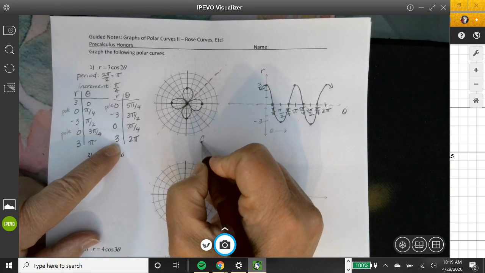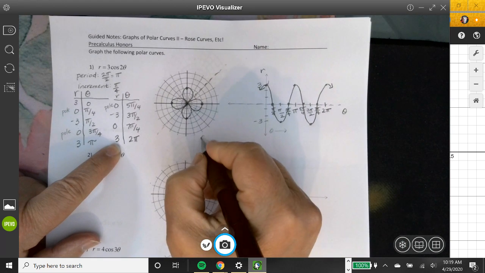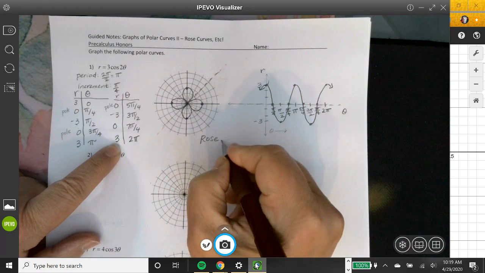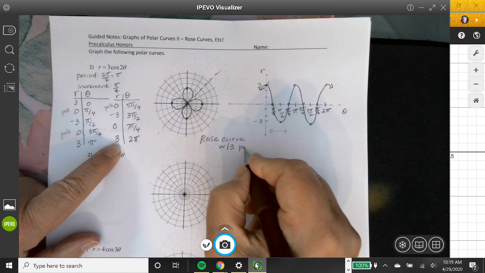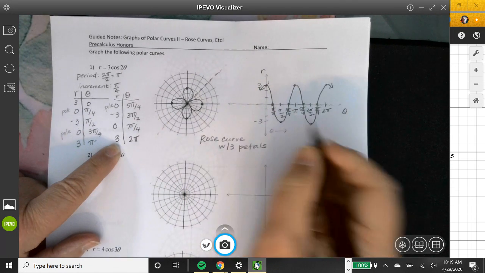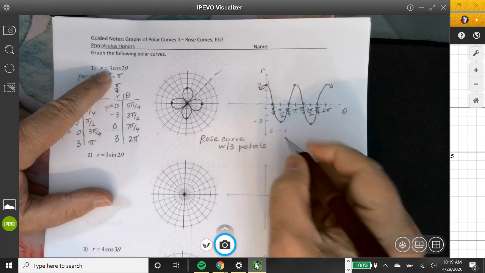We have our, I was going to write rose curve here. The rose starts with R. So rose curve with 3 petals. And what is the petal length? That means from here to here, the petal length is 3 because that's our amplitude.